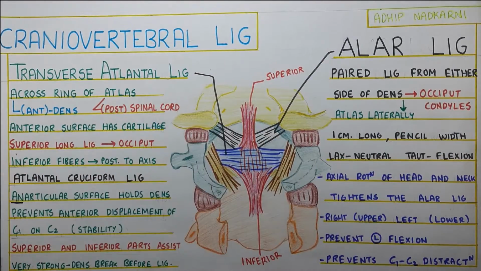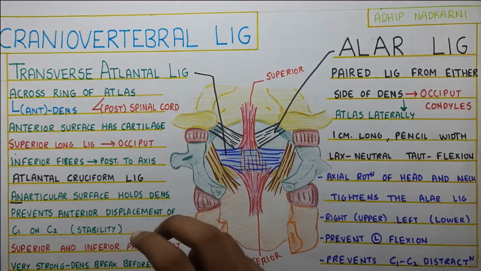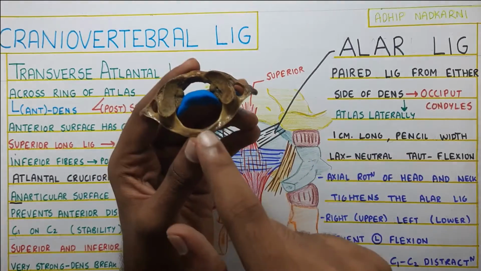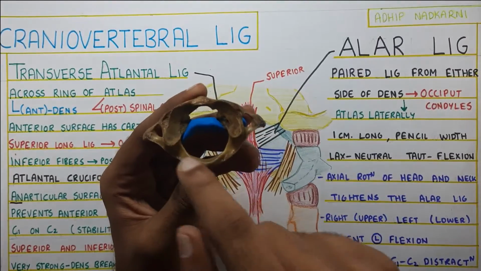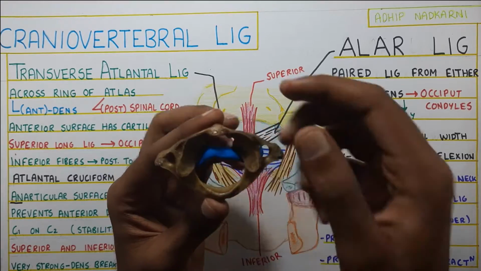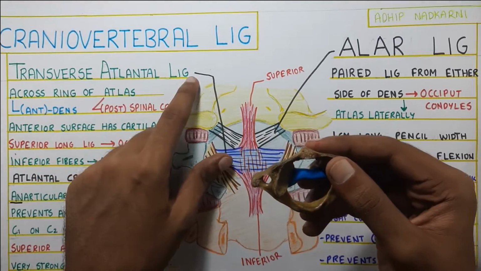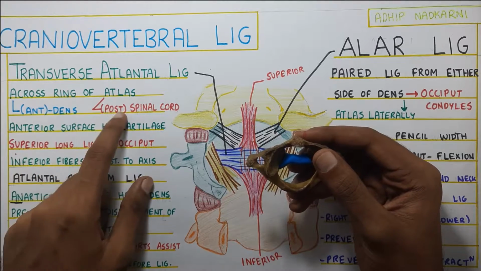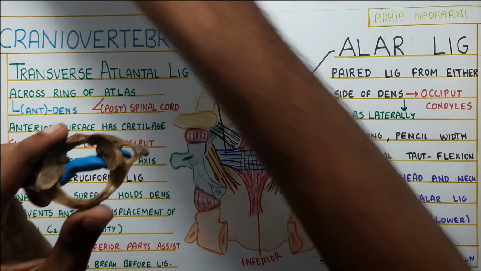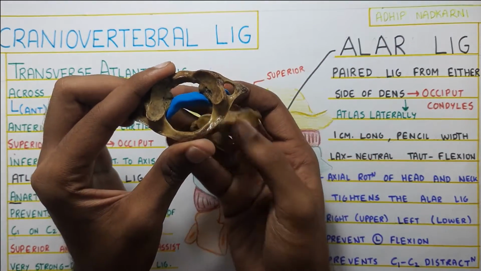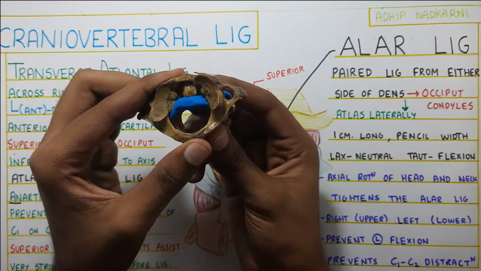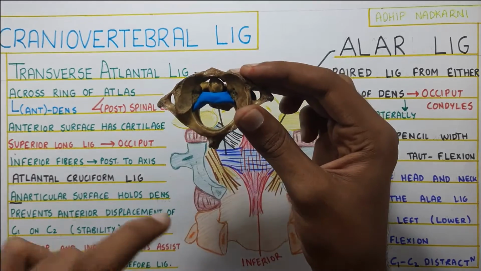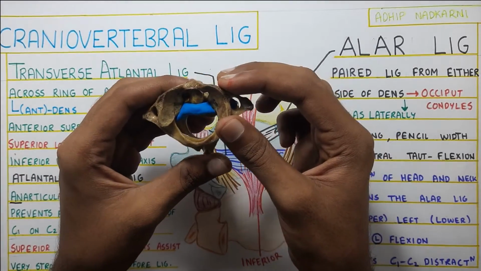So first we'll look at the transverse ligament by looking at the atlas from the superior view so that we get a better idea. So if I get the atlas over here, if you can see, this is the ring that is formed by the atlas, and the transversely going ligament is the transverse atlantal ligament, okay. It goes across the ring of atlas, and anterior to it there is the dens, and posterior to it there is the spinal cord. Now we have discussed how the dens articulates over here anteriorly, right? So the dens is anterior to the transverse ligament, and posterior, the hole that you can see over here, through this your spinal cord will pass, okay.